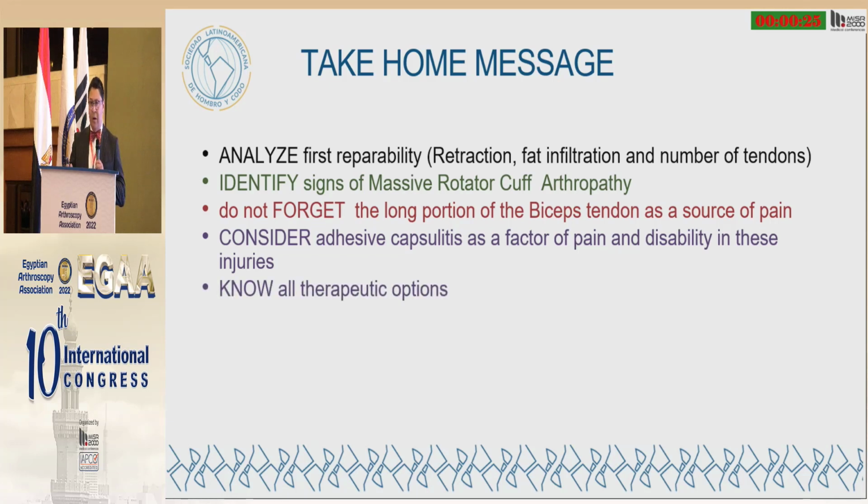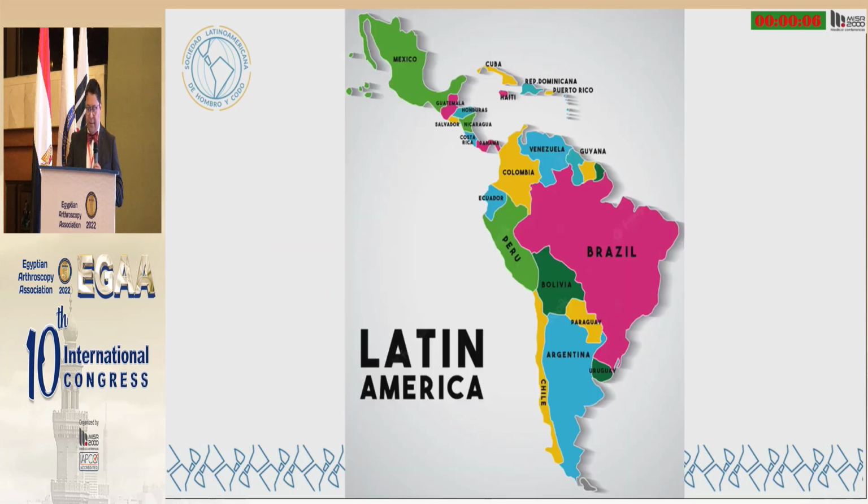Knowing all the therapeutic options, arthroscopy is the best tool that we have to repair this, but there are other tools that we can be aware of in order to get success in this type of patient. Remember, massive rotator cuff repairs and injuries are really, really unpredictable. Each patient has to be personalized. So this is Latin America. Thank you for your attention, and we have a good discussion.